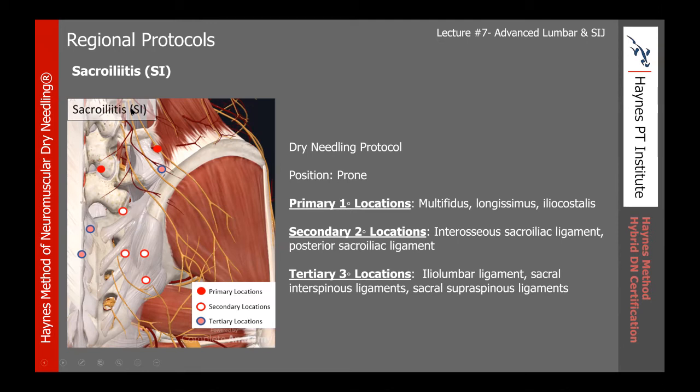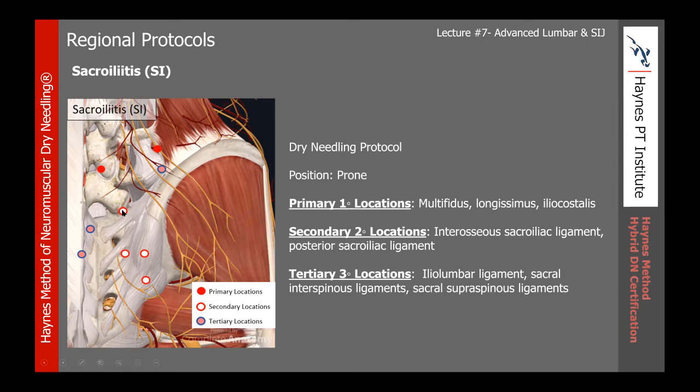So we go ahead and needle those. Our secondary locations, the interosseous sacroiliac ligament, the posterior sacroiliac ligament, and these are these locations right here. So I've duplicated one right here. So for the interosseous sacroiliac ligament, those are the two.